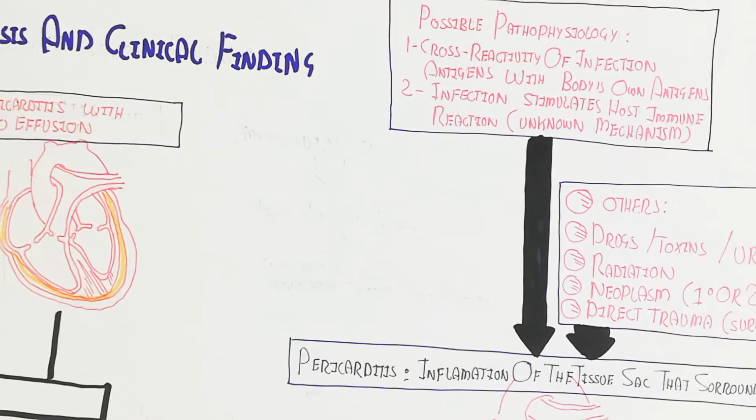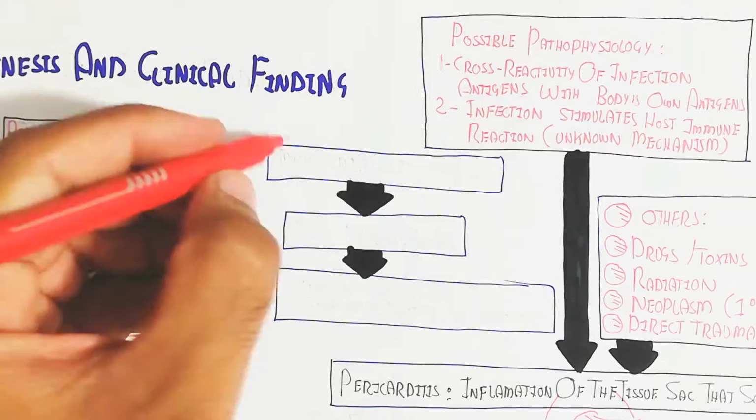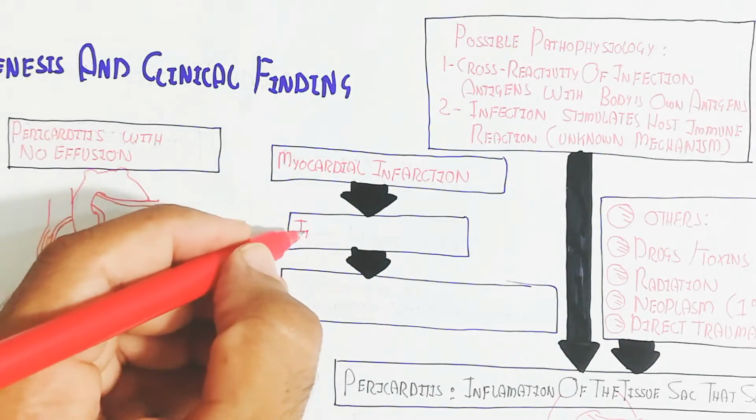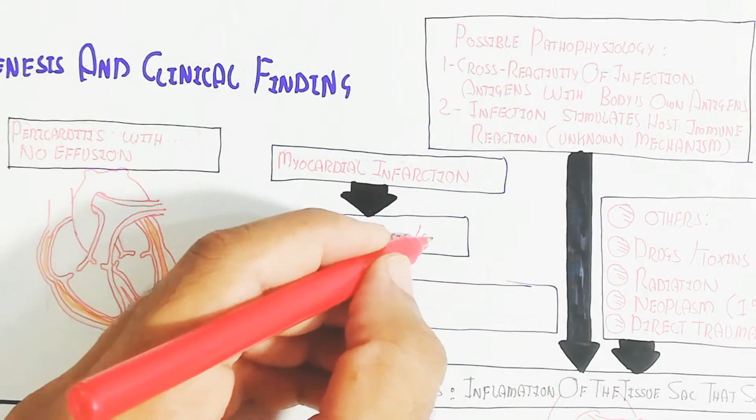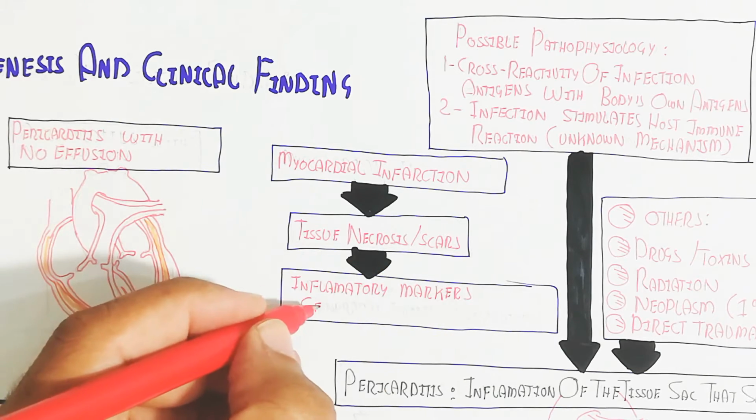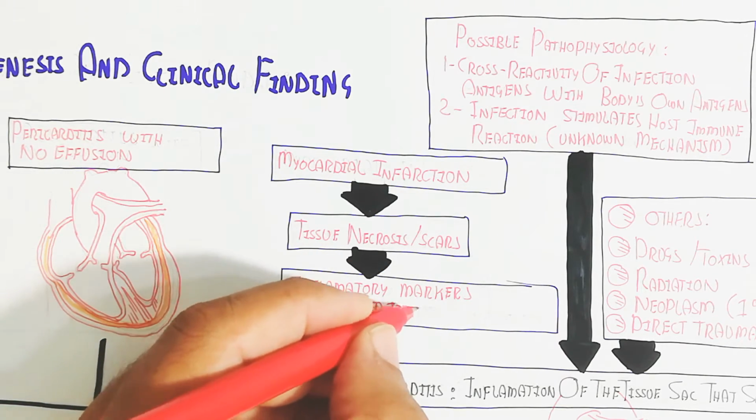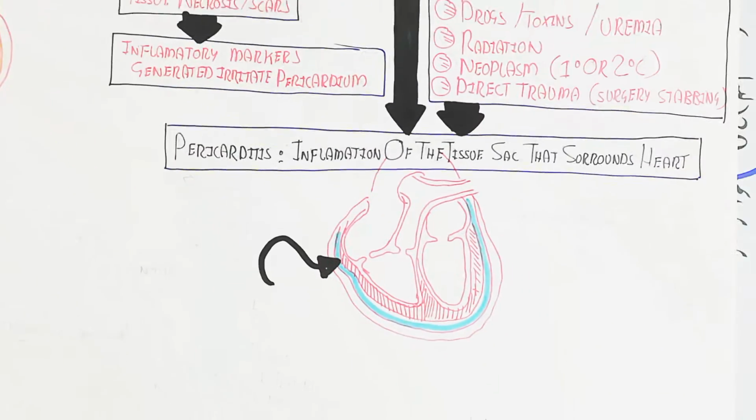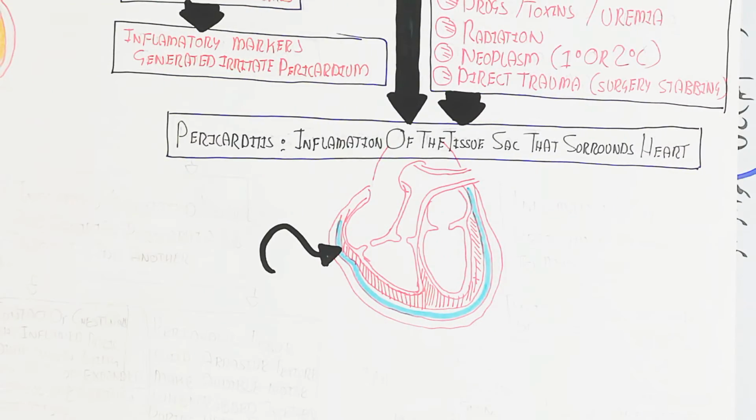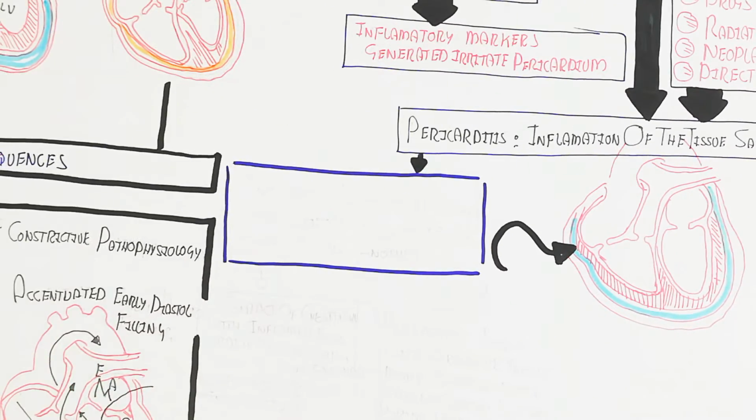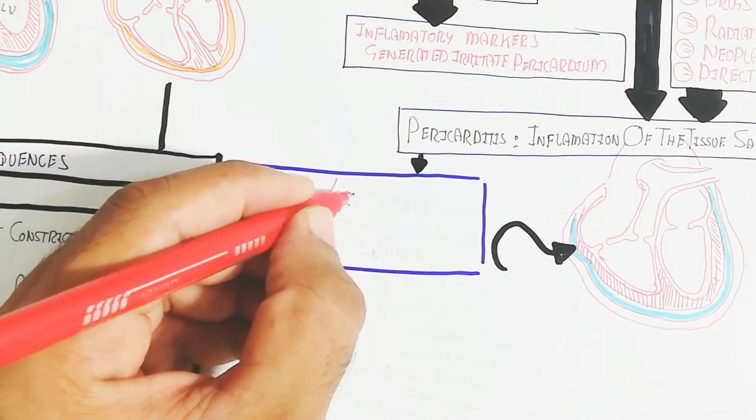Basically, the inflammation of the pericardium will lead to constriction and will decrease the pericardial fluid. The pericardial fluid can also be increased, due to the inflammation and more uncontrolled secretion. So the myocardial infarction, tissue necrosis and scar formation will lead to inflammatory markers being generated that irritate the pericardium.